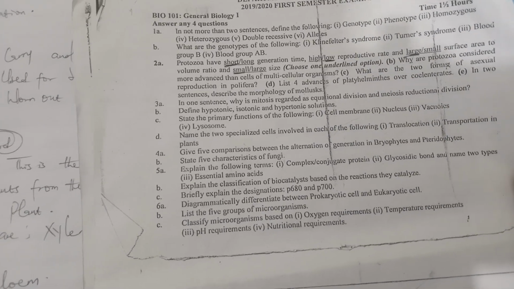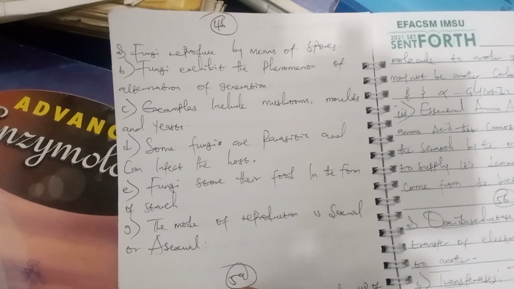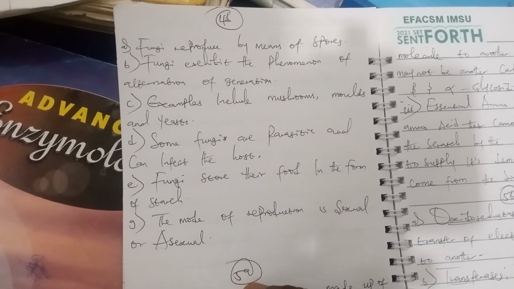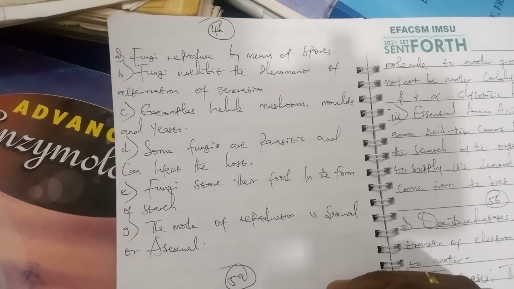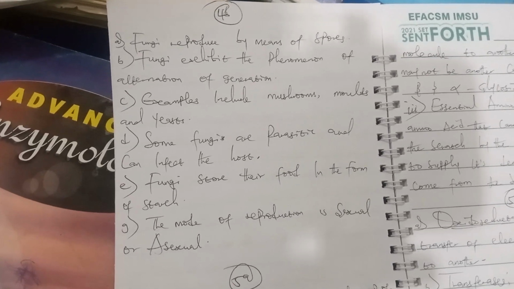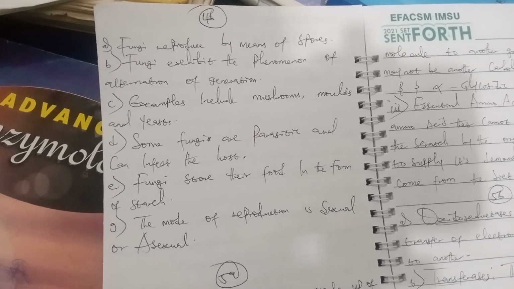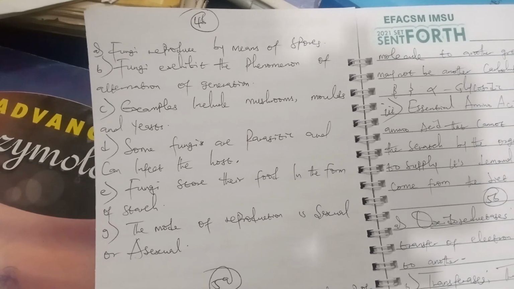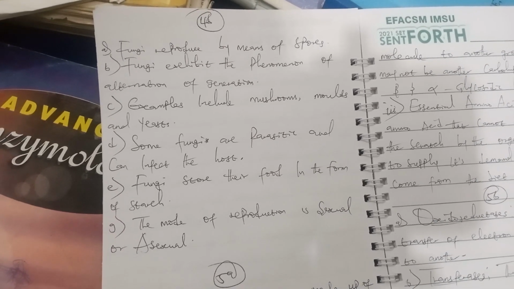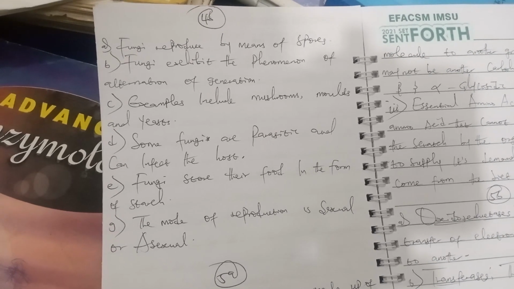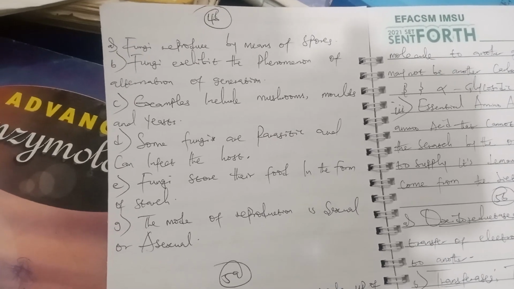Now, meanwhile, for number 4B, we state 5 characteristics of fungi. State 5 characteristics of what? Of fungi. Now, remember that fungi are what? Microorganisms. Now, the first one: fungi reproduce by means of spores. Fungi show the phenomenon of alternation of generations. Examples include mushrooms, the one you eat, the molds found in your bread, and we have the what? The yeast.